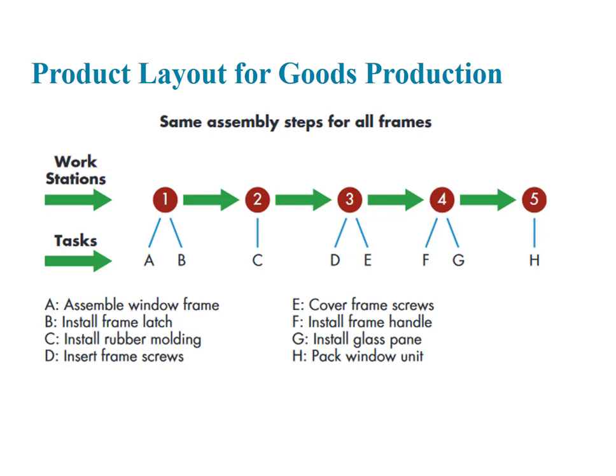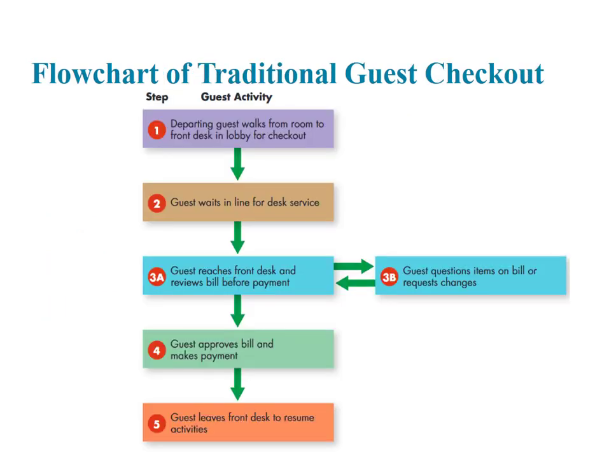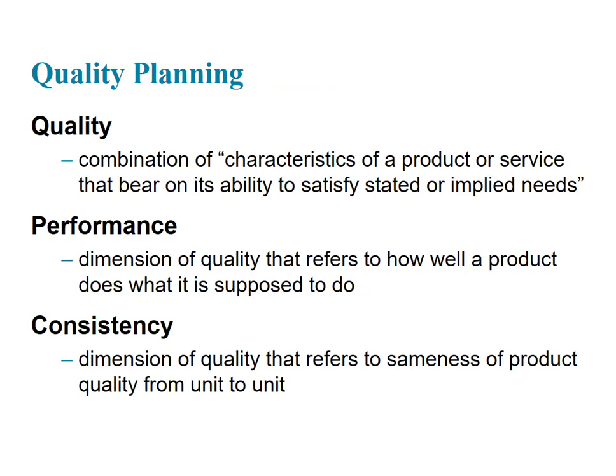We'll also take a look at a flow chart here. This is for checking out at a hotel. This would be a process layout as an example, and you can see just how systematic it is. Flow charts are great tools for us to use, and we'll go through lots of different flow charts and different layouts, whether process layouts, product layouts, or whatever, in your career as a manager. So let's move on and talk about quality planning.